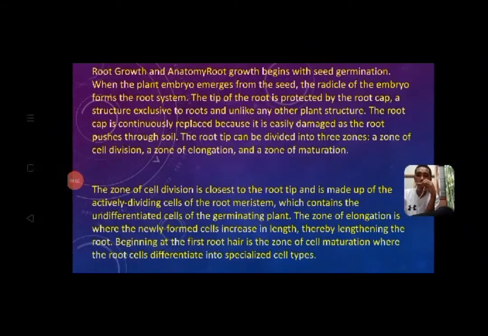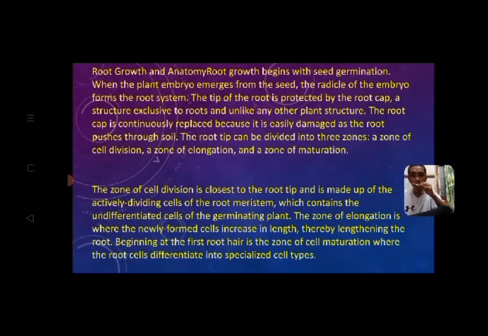Hello everyone, I am Marlis Luis and I'm here to report about the root growth and anatomy. Root growth begins with seed germination. When the plant embryo emerges from the seed, the radicle of the embryo forms the root system. The tip of the root is protected by the root cap, a structure exclusive to roots and unlike any other plant structures. The root cap is continuously replaced because it is easily damaged as the root pushes through soil.